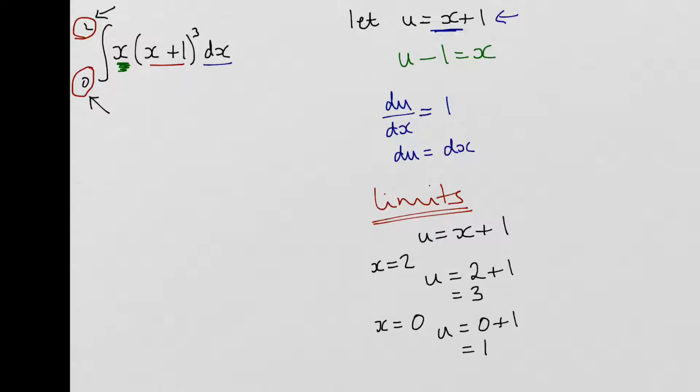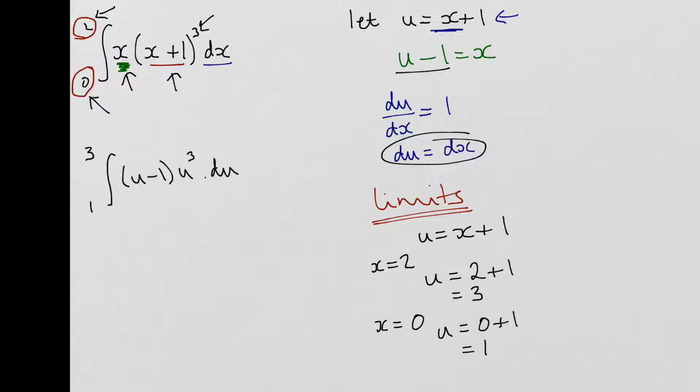So now let's put in all of the little bits that we need to make this work. I'm integrating between the limits of 3 and 1 rather than 2 and 0. Instead of the x function that I've got here, I've now got u minus 1, which I'm going to put in brackets because I know I'm going to be multiplying it by another function. So x plus 1 is u, it's got a power of 3 on there, so times all that by u cubed. And then we know that dx is equal to du, so I can just make that straight swap, which is lovely. So I'm integrating now between 3 and 1, u to the power of 4 minus u cubed with respect to u.